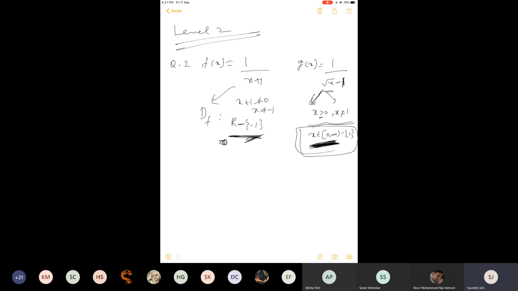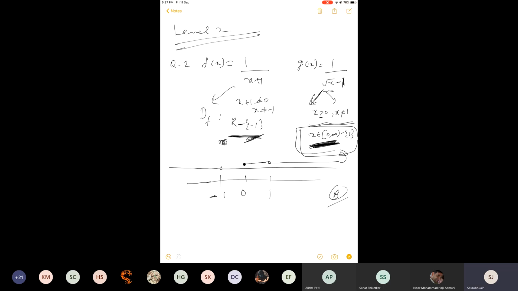And if you want, then you can take the domain. How? Mark these numbers: minus 1, 0, and 1. Let me draw the domain of the first: all real numbers except minus 1. This is the domain of f. Now the domain of g: all numbers starting with 0 except 1. Now the question is, what is the intersection or the common domain? So it is nothing but the upper line only. The upper line only is the common domain or the intersection. So this will be the answer and that is present in option B.